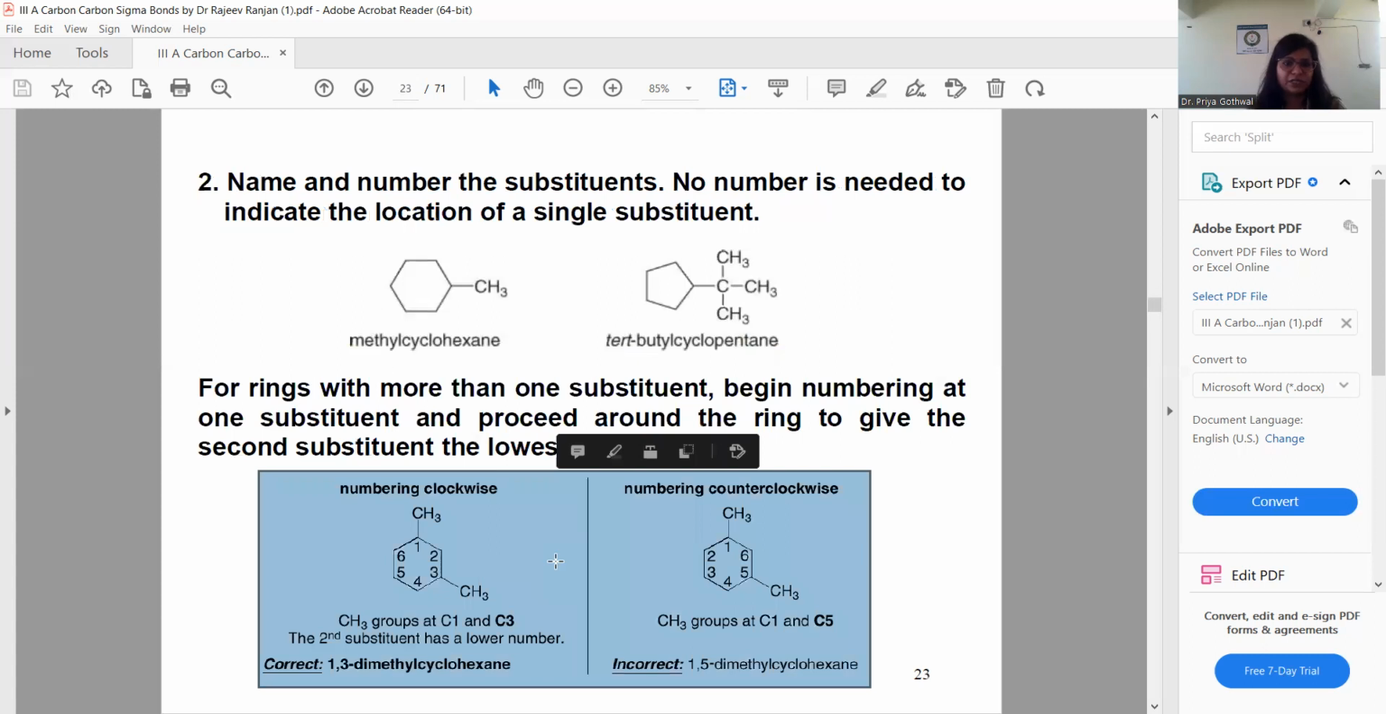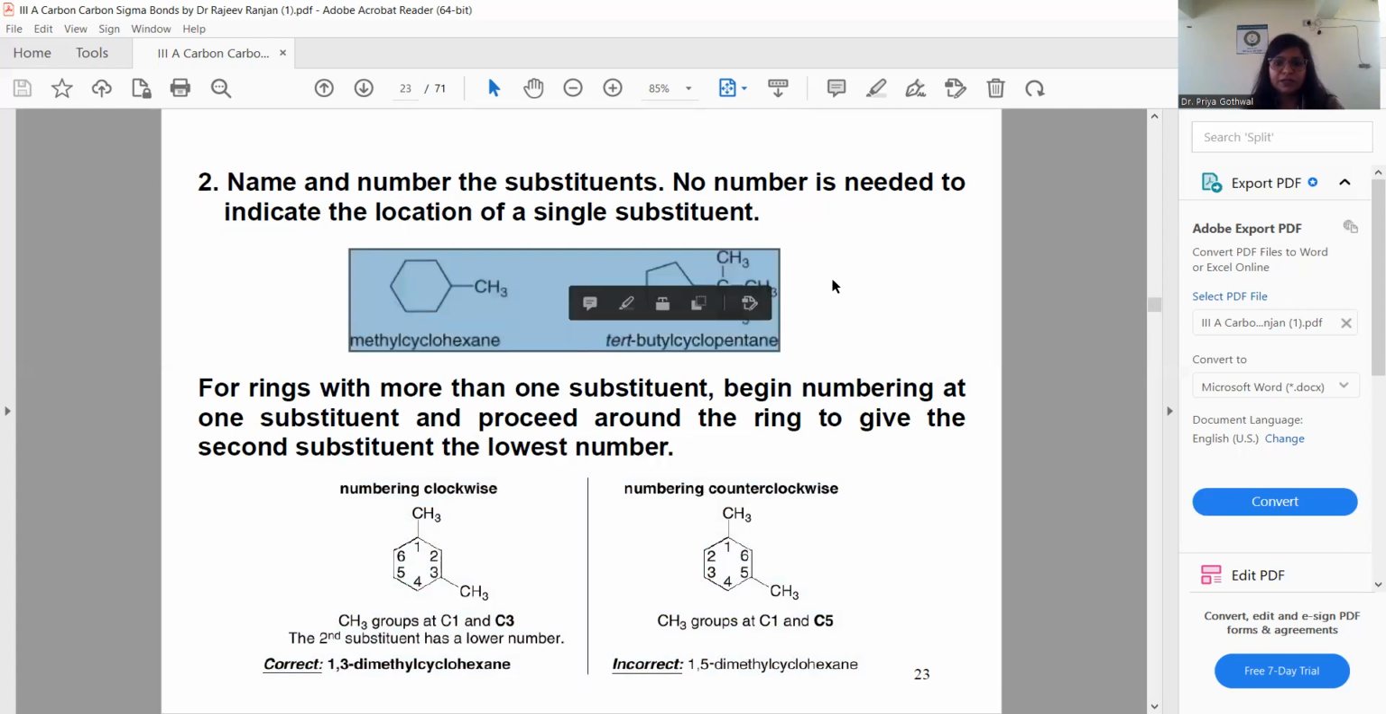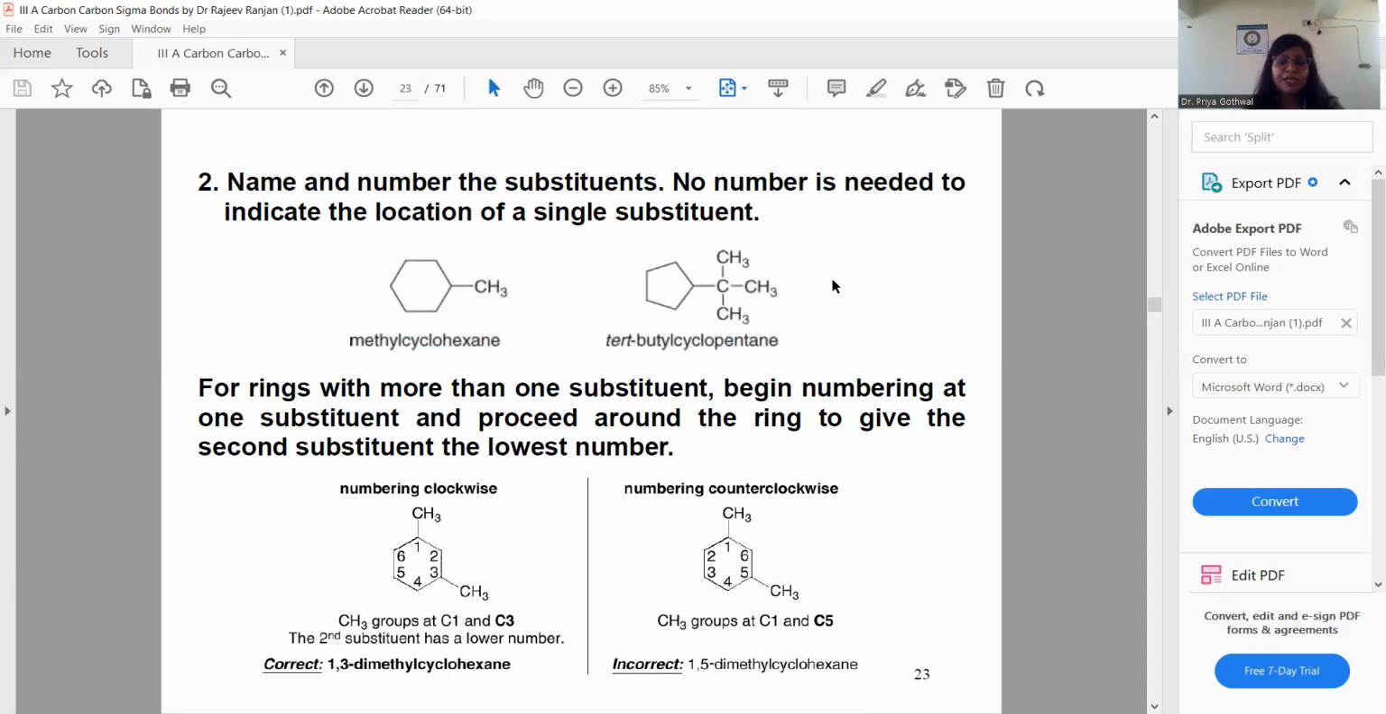The second rule is the name and number of the substituents. No number is needed to indicate the location of a single substituent, right? Likewise, methyl cyclohexane, or tertiary butyl cyclopentane. For rings with more than one substituent, begin numbering at one substituent and proceed around the ring to give the second substituent the lowest number.